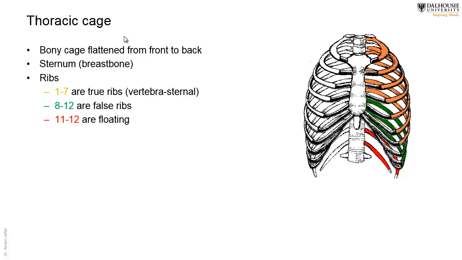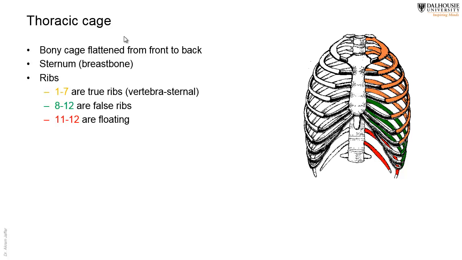The ribs, we have 12 pairs of ribs, and the ribs anteriorly, they articulate with cartilages. You can see here, these are called costal cartilages. So the bony part is the rib, and these are costal cartilages. The upper 7 ribs are called true ribs or vertebrosternal ribs, because their costal cartilages directly articulate with the sternum, while the ribs 8, 9, and 10, their costal cartilages articulate with the costal cartilage above.